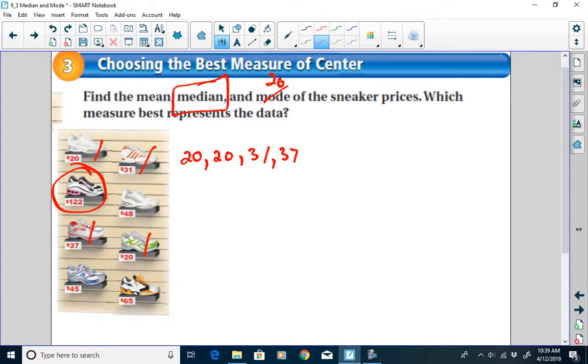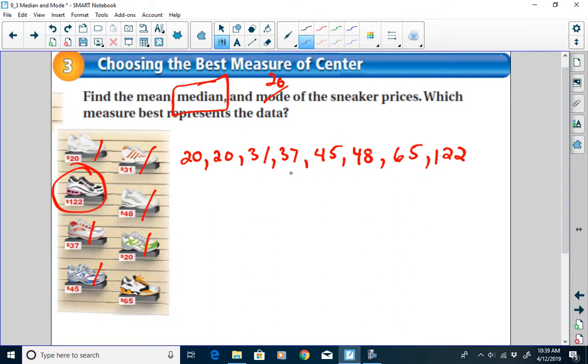37. And then we have what? 45 and 46. 45, 46, 45, and not 46, that's 48. Let's erase that. Right, that's 48. And then we have 45, 48. Then it looks like we have the 65 and then the 122. 65, 122. Should have 8 items. 1, 2, 3, 4, 5, 6, 7, 8.